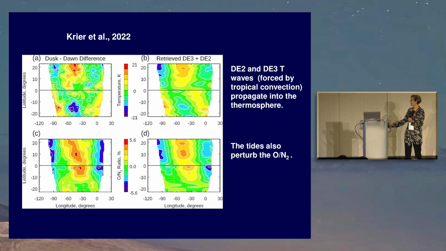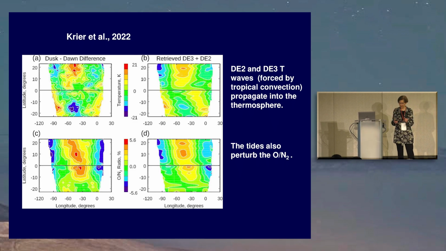These are gold longitudes, latitudes. This is the Atlantic sector that gold observes. So there's the 12-hour difference, the diurnal proxy. This is the fit of these two convectively driven diurnal waves, showing up very nicely in both the temperature and the O/N2 ratio.